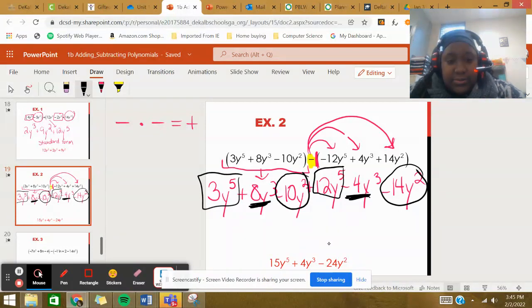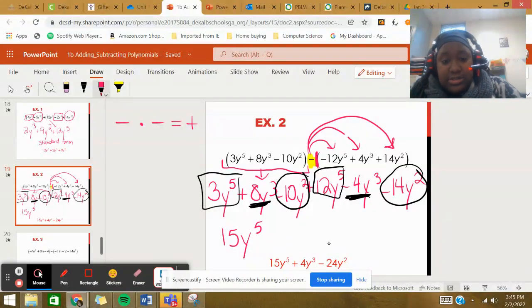So 3y to the fifth plus 12y to the fifth is going to give me 15y to the fifth. Now we got to the third power. 8y to the third minus 4y to the third is going to give me 4y to the third power. And the last one we had, so I did these two, and I did these two. The last one that we have now is y to the second power.